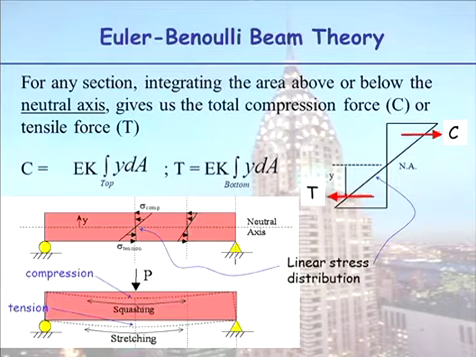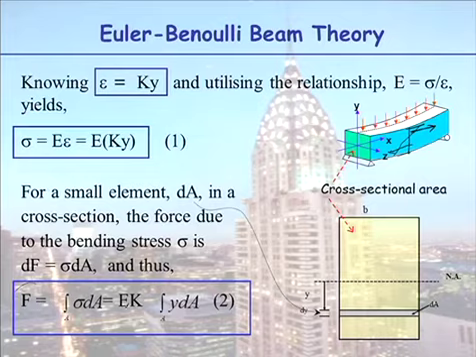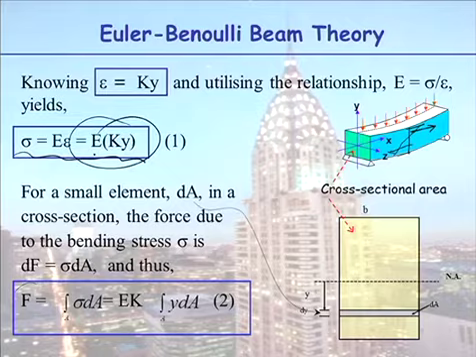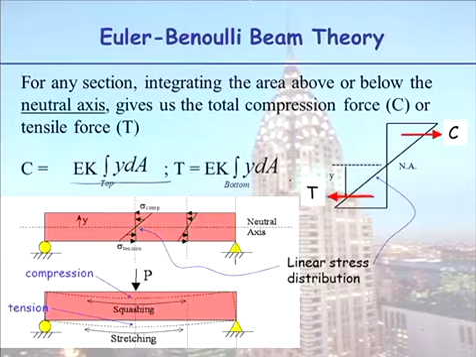So for any section, integrating the area above or below the neutral axis gives us either the complete compression force or the total tensile force. Now these two forces, as I said, must be equal and opposite. And when you look at the relationship, how did we calculate the value of that force? Well, back here, we said force is equal to the integral of stress over dA. And for stress, we've written in this relationship up here, Young's modulus times curvature times y. So we now have both our forces in terms of curvature and distance from the neutral axis.